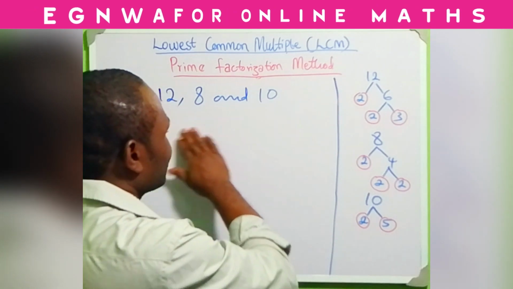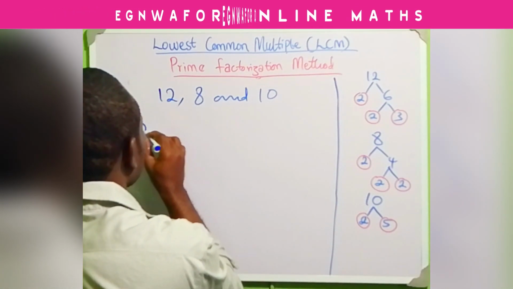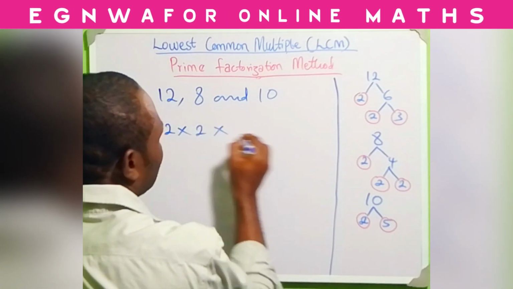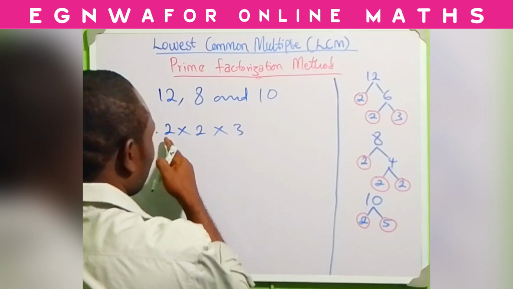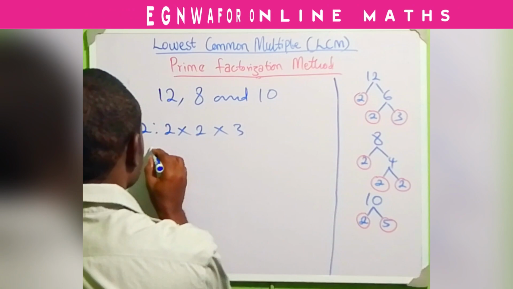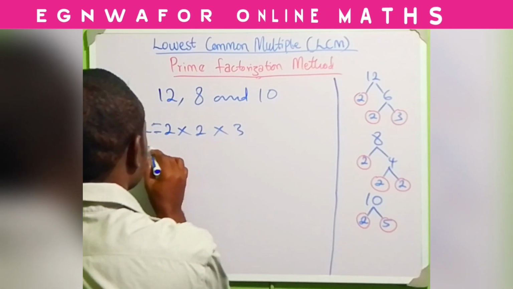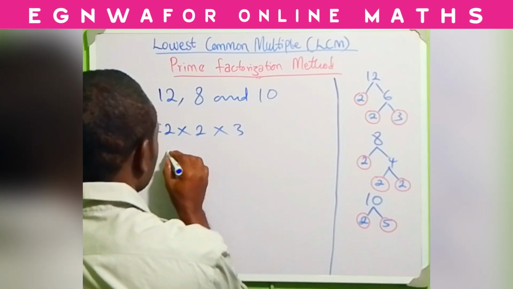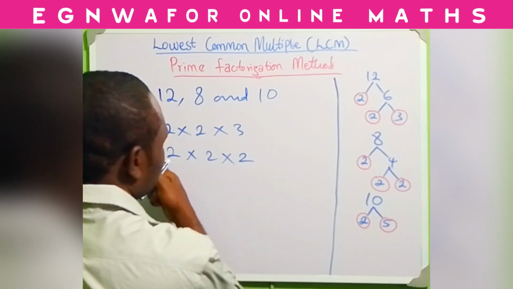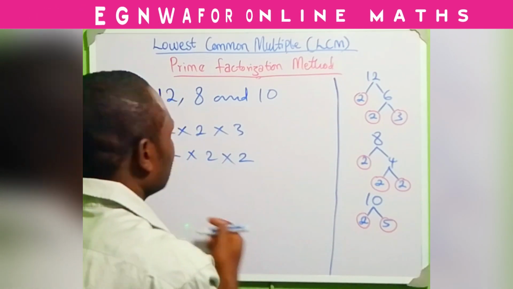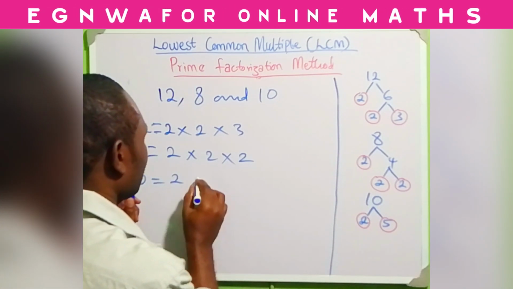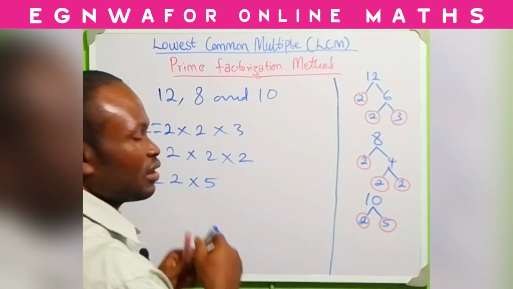Now we could represent this. Now we get our 12. Now 2 times 2 times 3. Remember 2 times 2 na 4, 4 times 3 na 12. We go for the next one, 8. It's now equal to 2 times 2 times 2 na still 8. 2 times 2 is 4, 4 times 2 is 8. We go for our last one, 10. And just 2 times 5 give us 10.